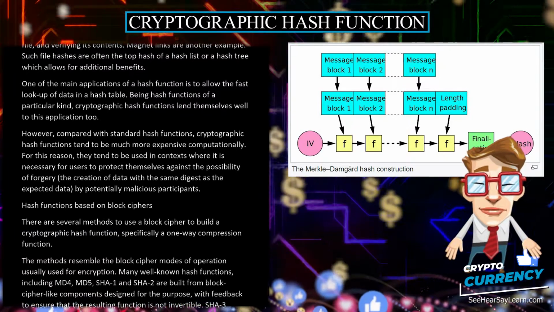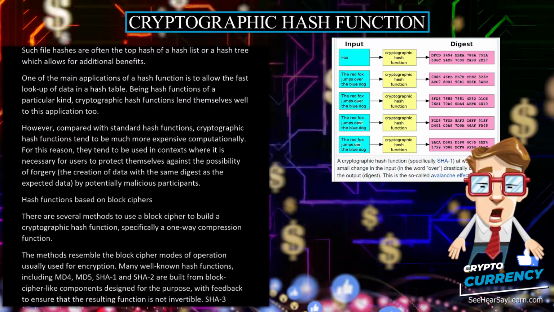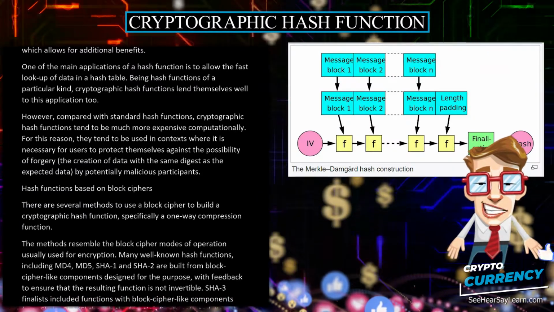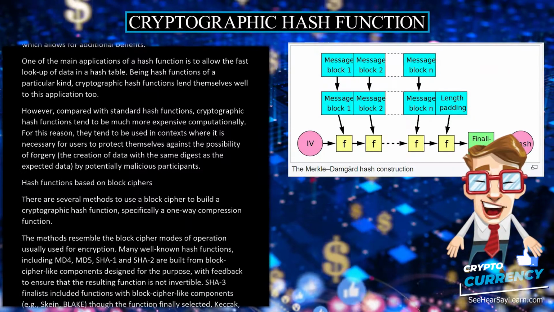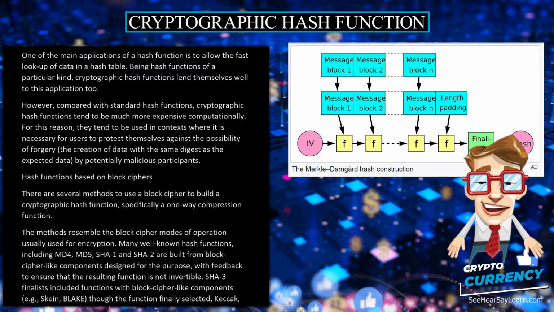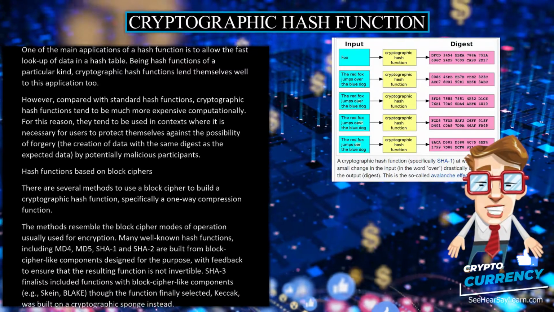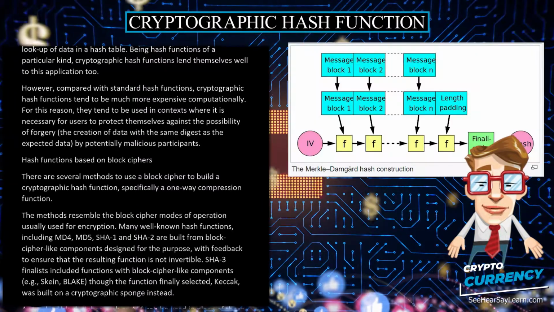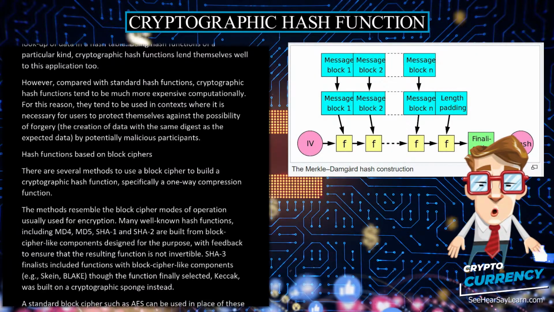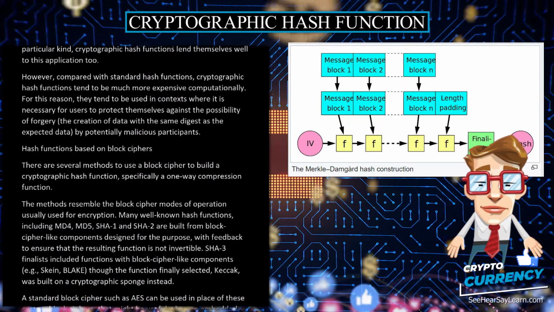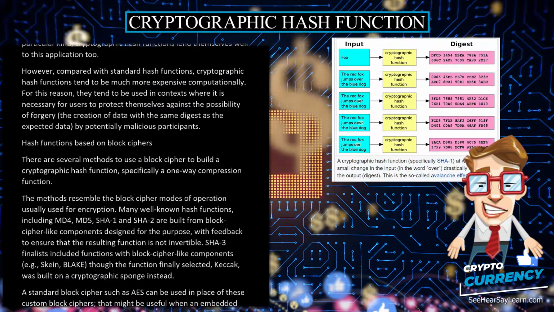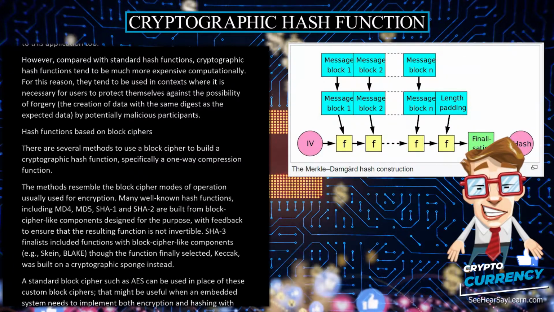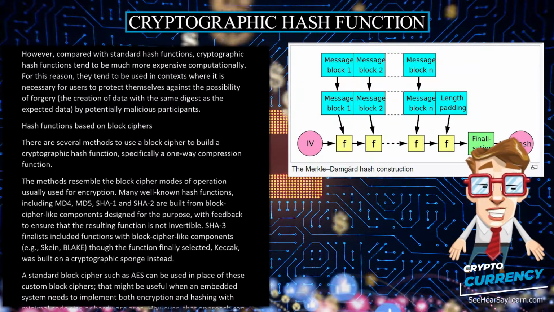SHA-3 finalists included functions with block cipher-like components, for example, Skein and BLAKE, though the function finally selected, Keccak, was built on a cryptographic sponge instead. A standard block cipher such as ICE can be used in place of these custom block ciphers, that might be useful when an embedded system needs to implement both encryption and hashing with minimal code size or hardware area. However, that approach can have costs in efficiency and security.